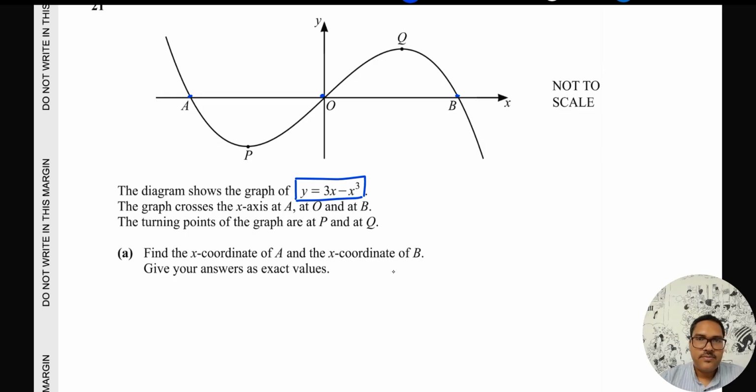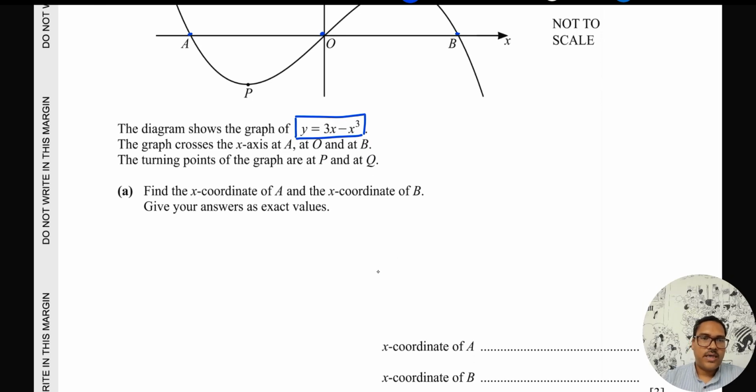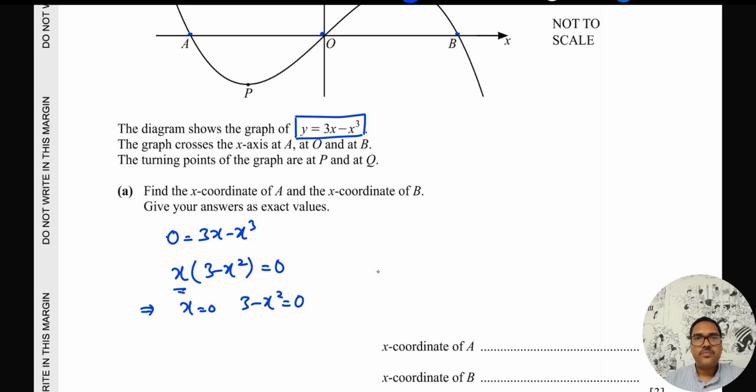So how will you find the x-intercept? You can see y is equal to 0. So I can say y is equal to 0, that is 3x minus x cube. Now how will you solve this equation? You have to factorize this. So can I say x is common, 3 minus x square is equal to 0. Now what does this imply? This implies either x is 0 or 3 minus x square is equal to 0.